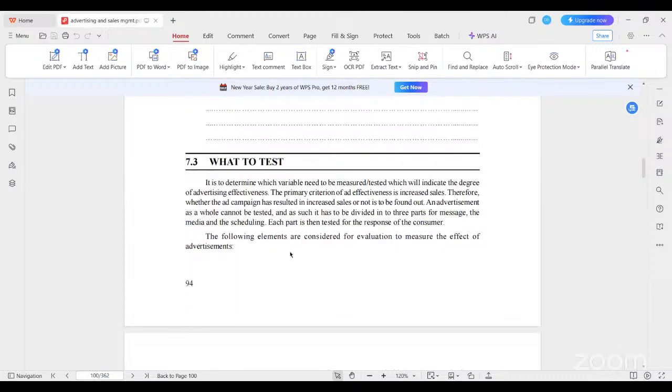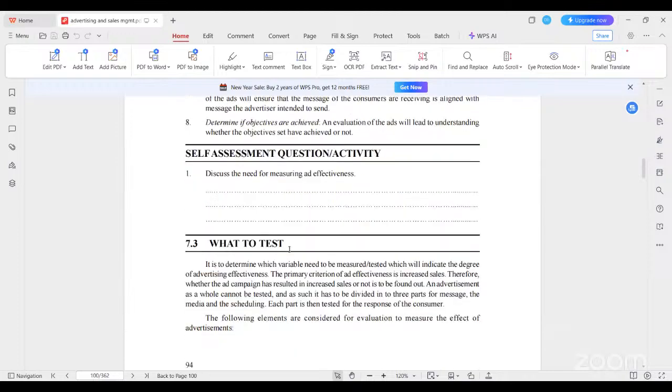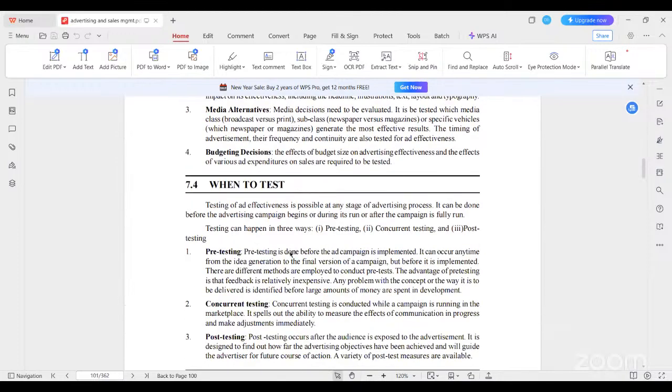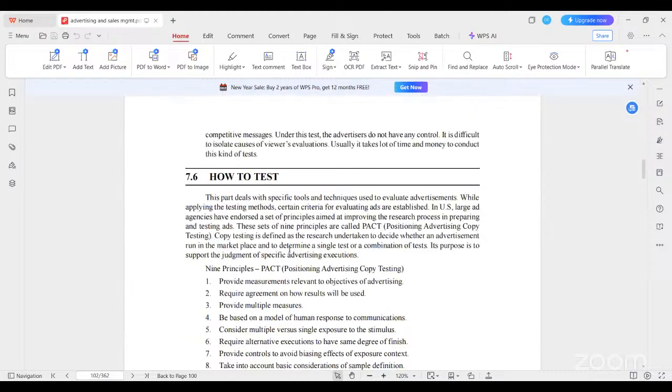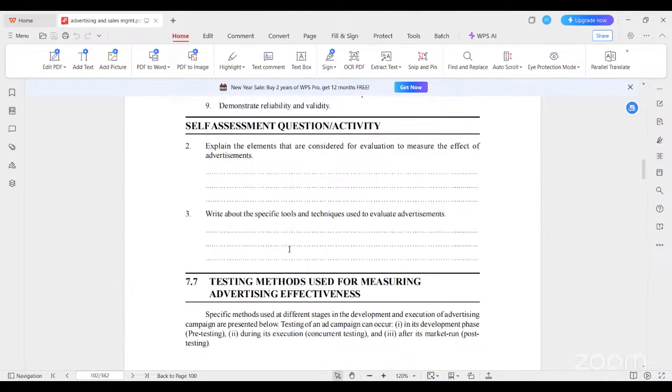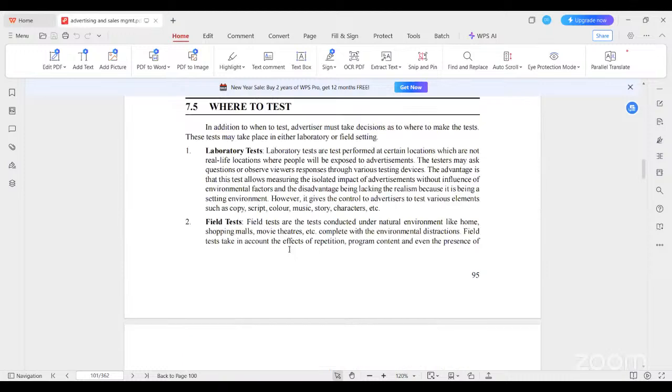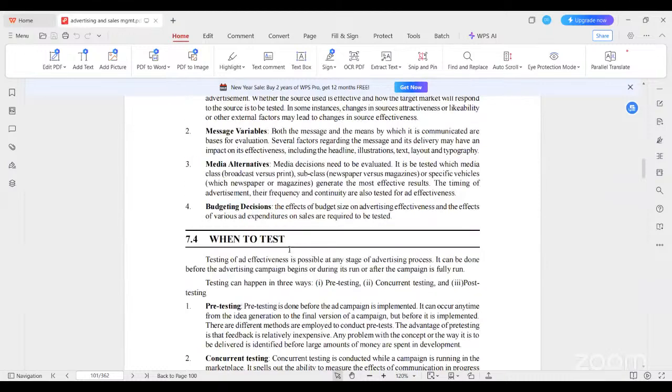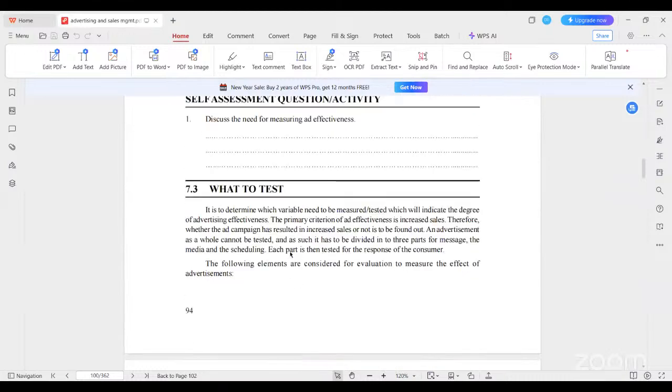Okay. So here, what to test, when to test, where to test, how to test. These four things: what, where, how, and when. So we should understand what to test. It is to determine which variables need to be measured, which will indicate the degree of advertising effectiveness.